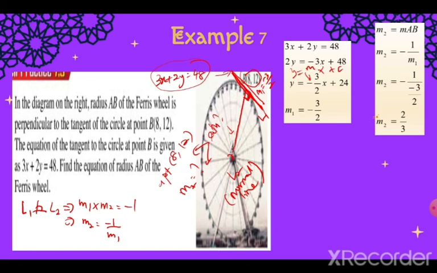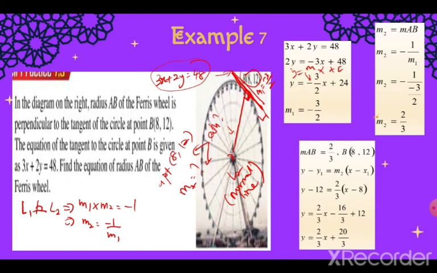M2 is 2 over 3. So now, can we find our equation of straight line for AB? Of course we can, because we have our point, which is B, and we also have our gradient normal, which is M2, which is 2 over 3. So just substitute in y minus y1 equals to M times x minus x1.